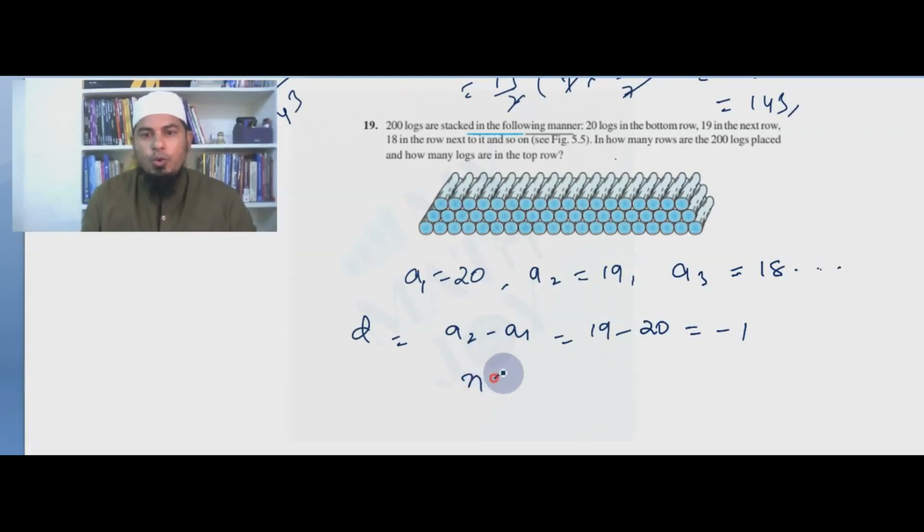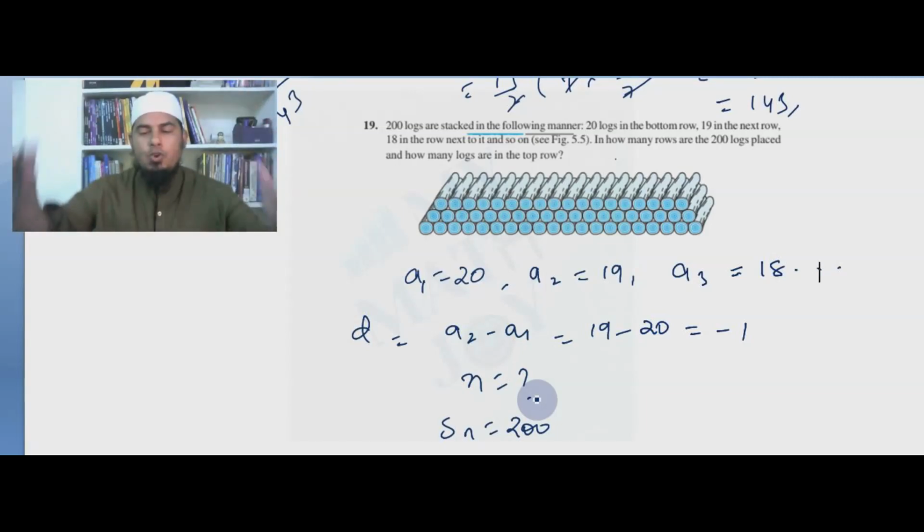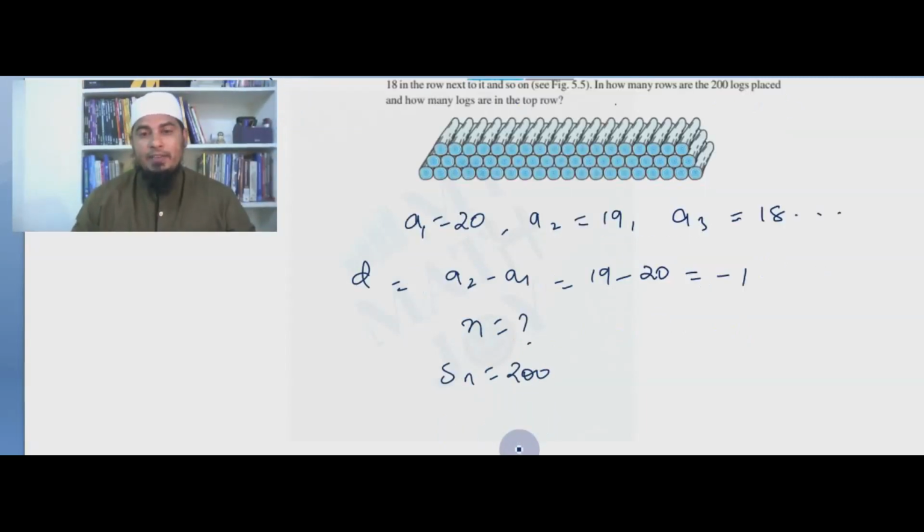I don't know n. So Sn is given as 200. Complete 200 logs have to be arranged. So Sn is given, so n needs to be found. I told you already that in the Sn formula, if we need to find n, then it will be a quadratic equation. So make it a quadratic equation and simplify, get the answer.